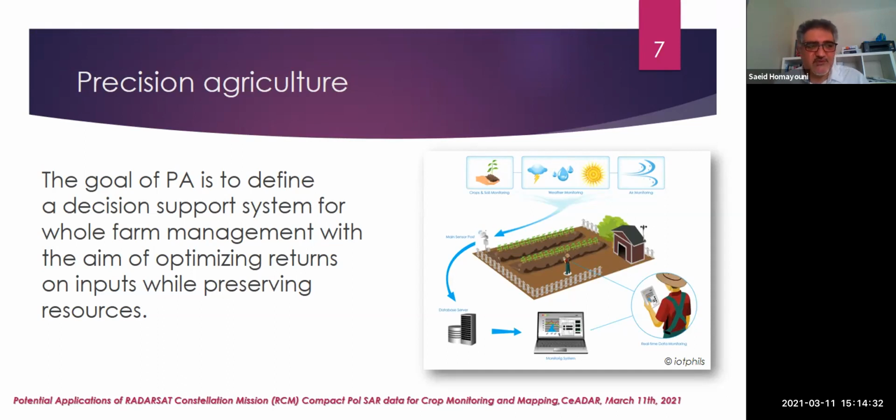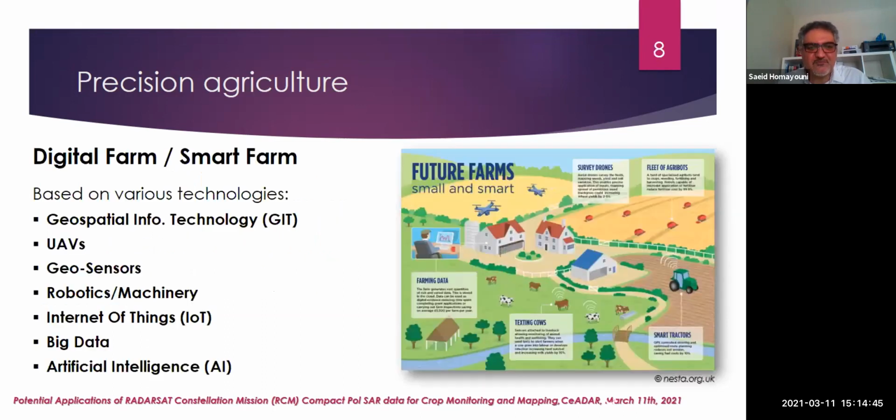the word is, I normally use the French in my presentation, the rendement, or the return. So it's all to provide the better income for the farmers and protecting the environment.